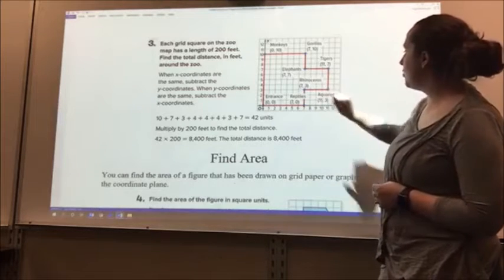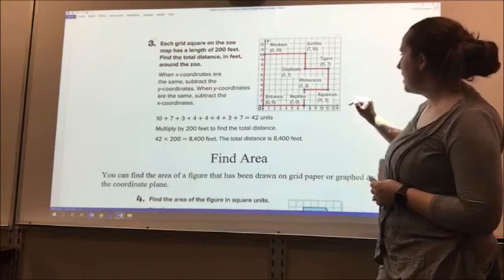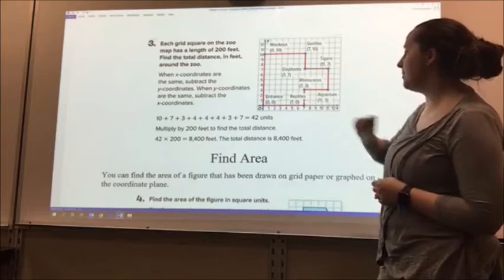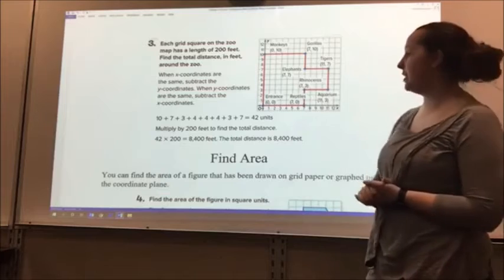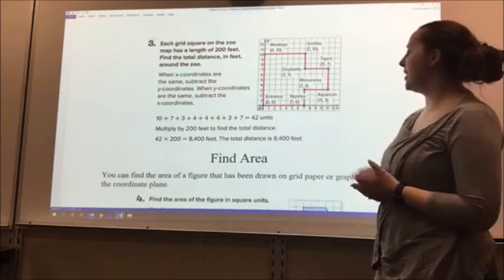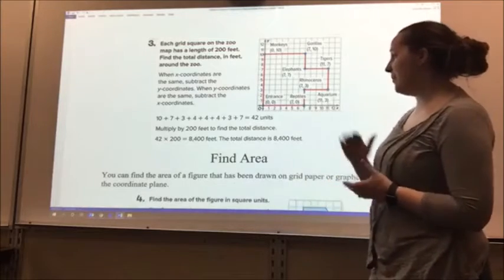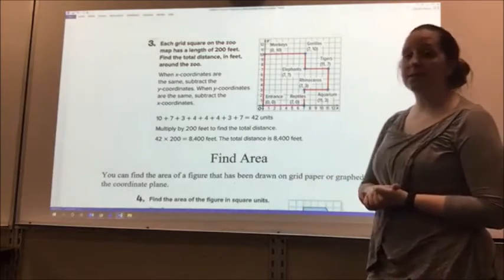The aquarium to the rhinoceroses, 11 minus 7 is 4. Rhinoceros to the reptiles, 3 minus 0 is 3. And reptiles to my entrance, 7 minus 0 is 7. I add all that up, I get 42 units, okay?